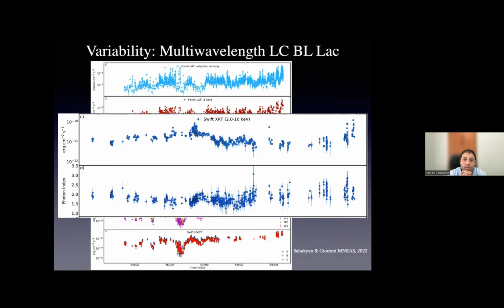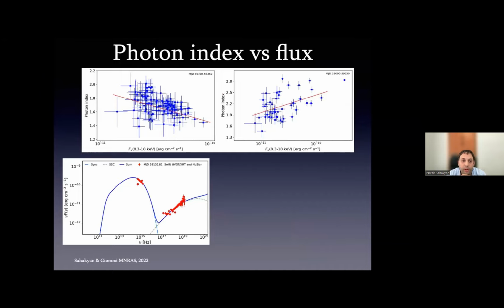In order to better see this, we just plot the photon index in the X-ray band against the flux. On the left panel you see the first flare, and on the right the second flare. In the first, you have this classical behavior that we observe in many blazars: the increase of the flux and the hardening of the photon index, which is very natural because an increase of the flux means that more particles are injected, which are more energetic, which results in a hard photon index.